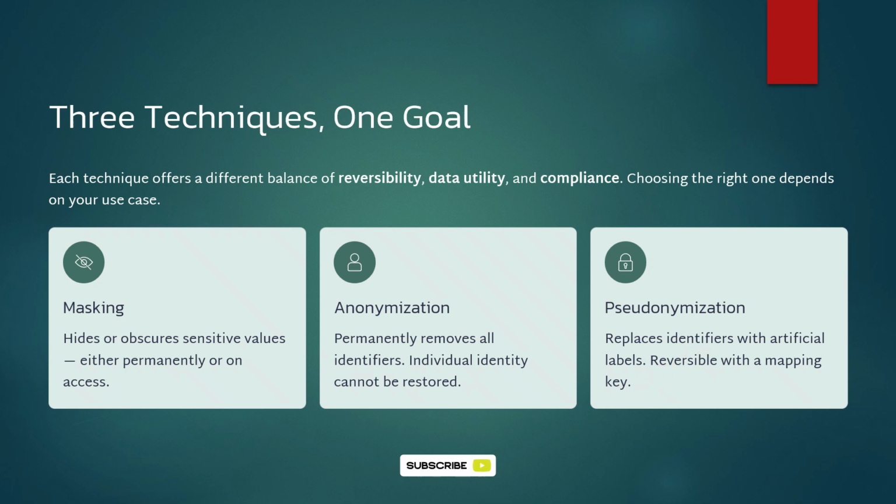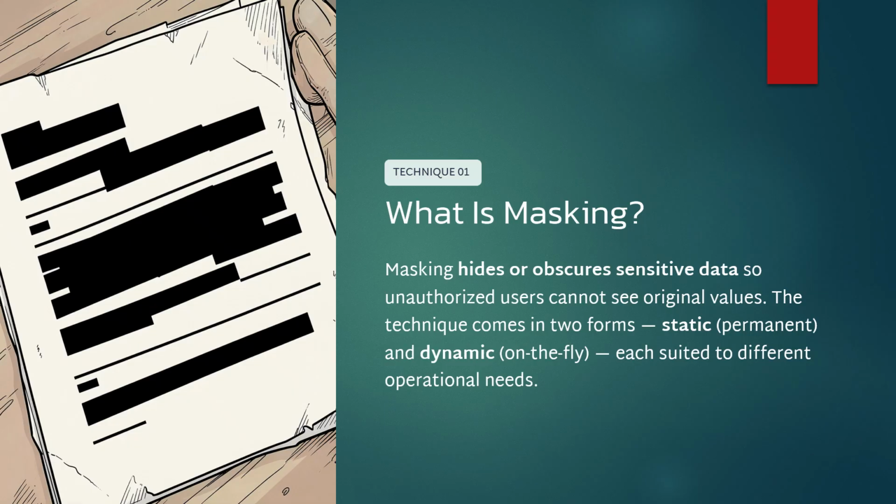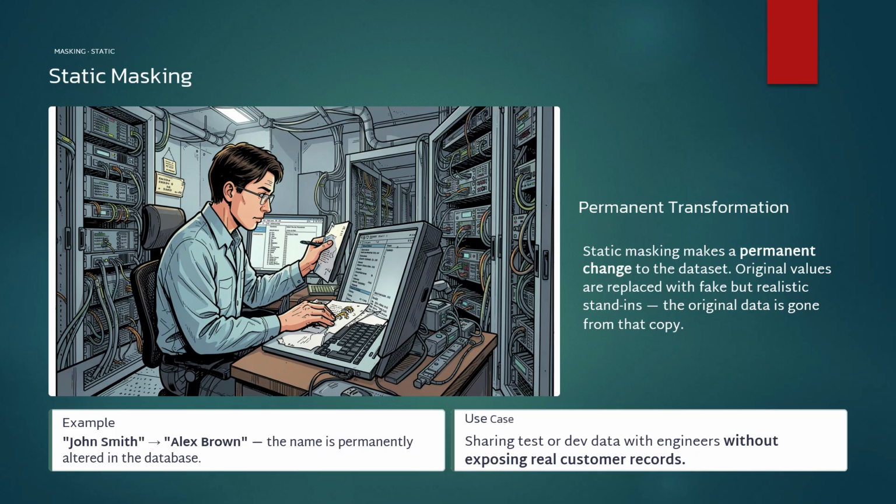Okay, so the first one, as I said, permanent masking. Permanent masking is called static masking. The other is on the fly, and that is called dynamic masking, and each is suited to different operational needs, and each is used to hide the sensitive data, right? So let's start with static masking.